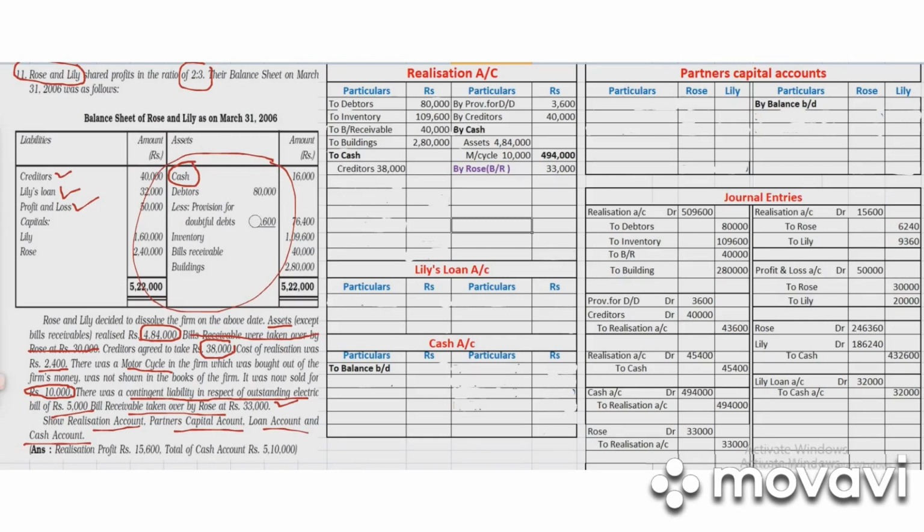So creditors 38,000, then the other liabilities settled. There is one contingent liability you can see, and there is an expense here, cost of realization 2,400. So this expense you may write first, 2,400, then the contingent liability, which I have written in short form, contingent liability 5,000 rupees. So these three amounts are the total payment. Take the total and put it here, 45,400, right? Total payment. So the total money received here is 4,94,000, and the total payment we made is 45,400, right?